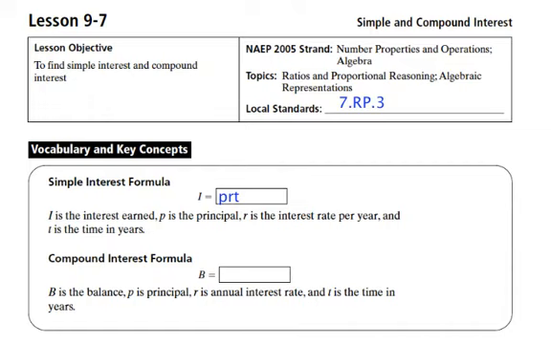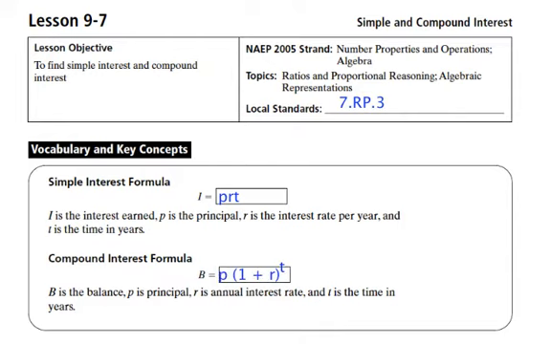I stands for interest earned, P is the principal, R is the interest rate per year, and T is the time in years. Principal is what you start with, the bulk of money that you either invest, borrow, or loan. The rate is your interest rate, your percent, and time is in years, how many years you are earning or paying that interest.